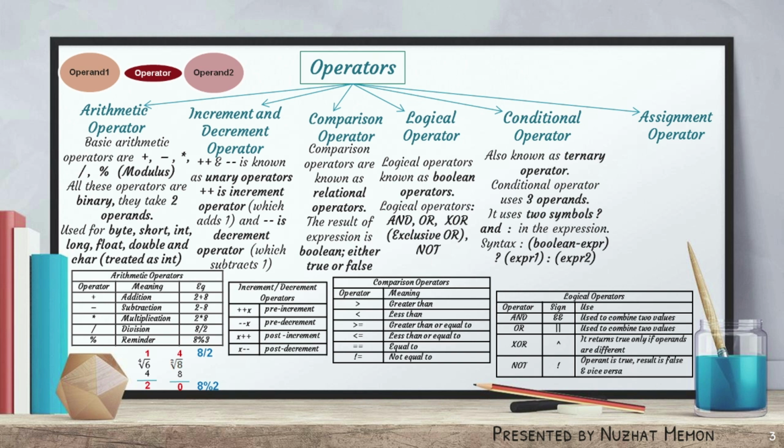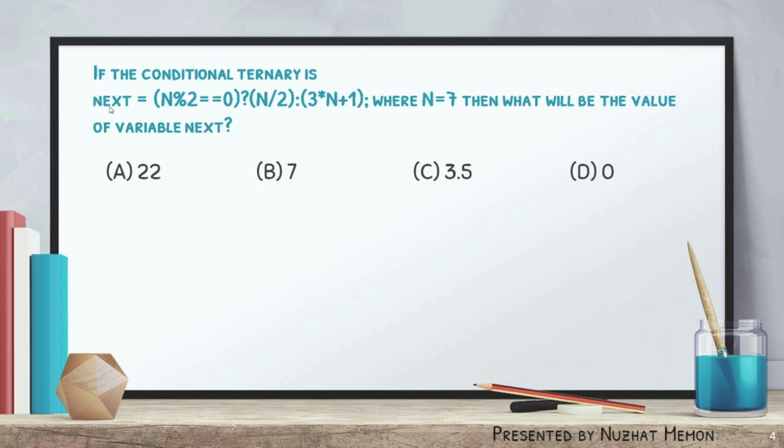We will do one practical example. See here, we have one variable next and the expression is a ternary operator. Our condition is n modulus 2 is equal to 0. When this condition gets evaluated, it will result in either true or false. If the condition is true, we will divide the number by 2. If the condition is false, we will evaluate this second expression.